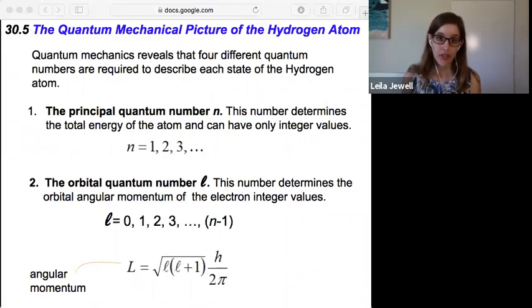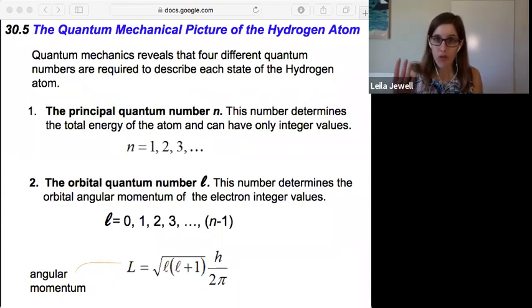Section 30.5, the quantum mechanical picture of the hydrogen atom. So we've seen at this point Bohr's picture of the hydrogen atom, that it has these energy levels that depend on n. Well, quantum mechanics reveals that it's not just n, a single quantum number. It's true that energy levels do have these discrete levels set by a quantum number. That's why we use the word quantum, just to say discrete.